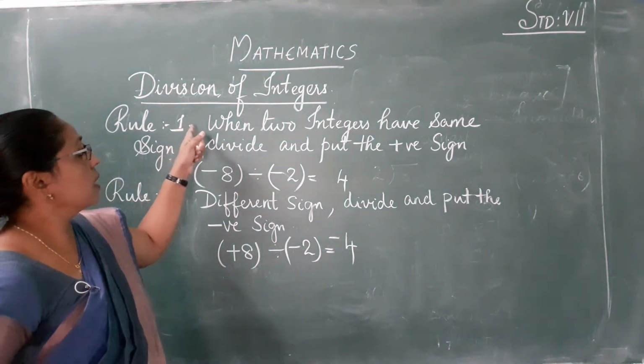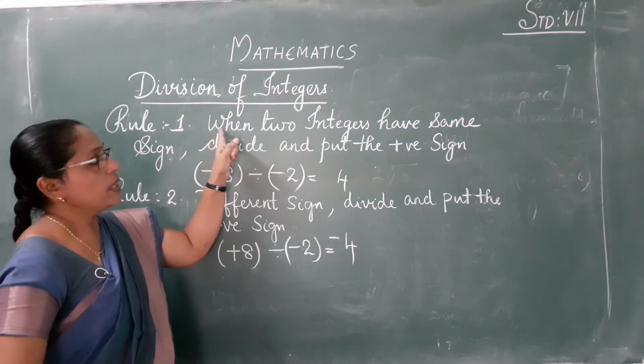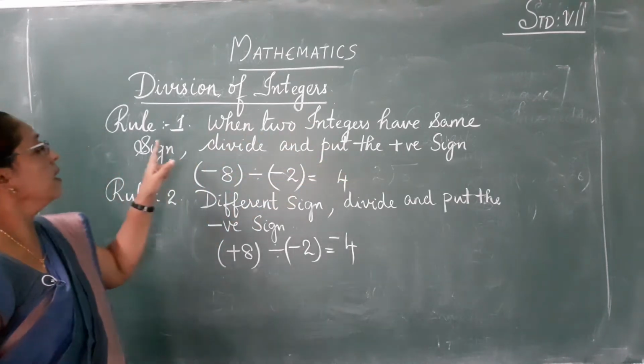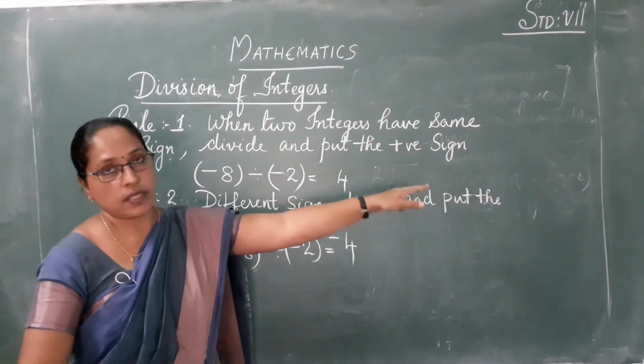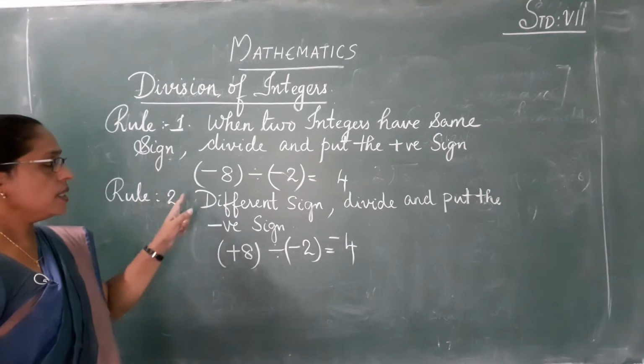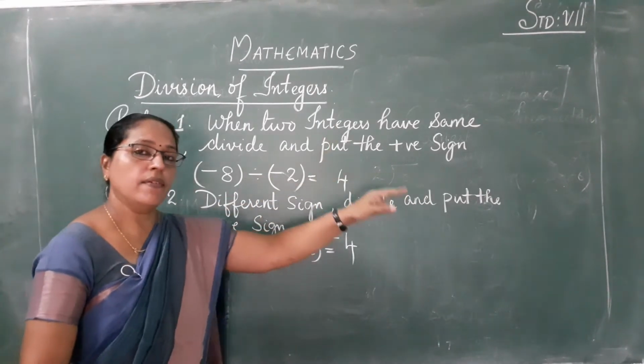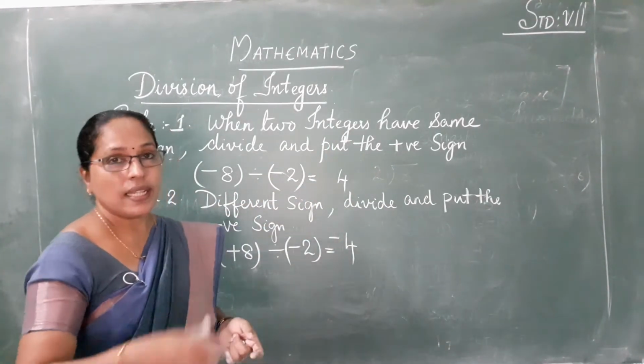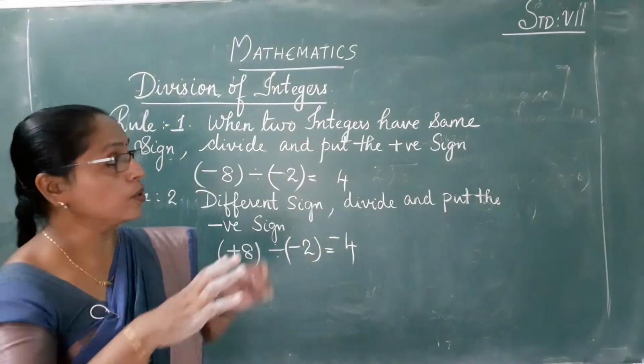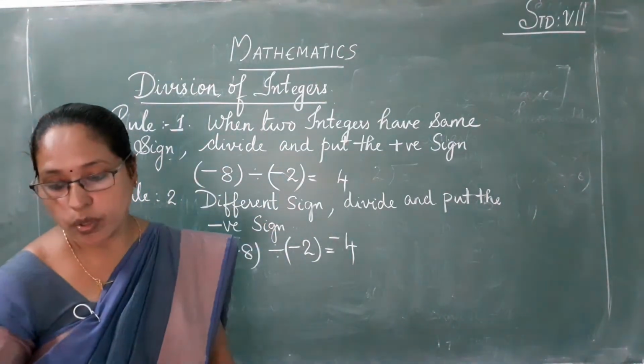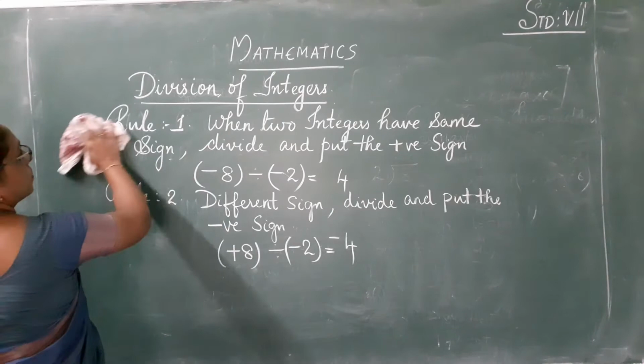Let's have once again the look on the rule. When two integers have same sign, divide and put the positive sign. When two integers have different sign, divide and put the negative sign. So let's solve few questions which will help you to get thorough with the rule of division.